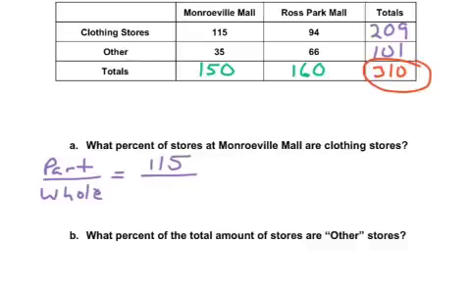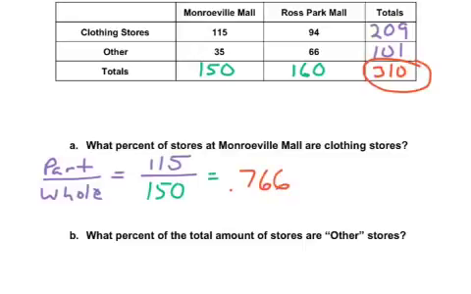Now, to find the whole, we want to know, well, what part of the whole is that? Well, they want to know what percent of stores at Monroeville Mall are clothing stores. Not all of the malls, just Monroeville Mall. So what are the total amount of stores, Victoria, at Monroeville Mall? That would be 150. Very good. Go ahead and grab your calculator.